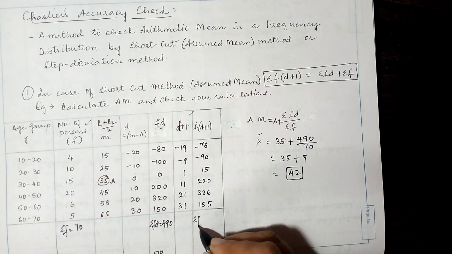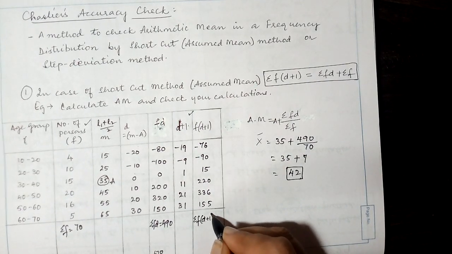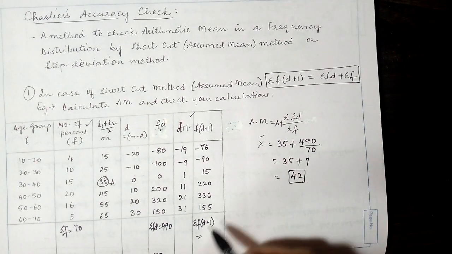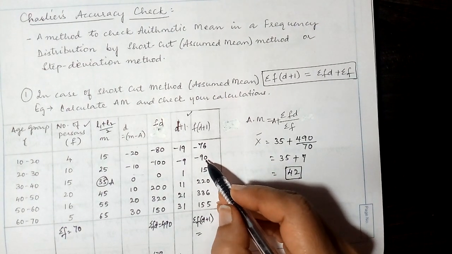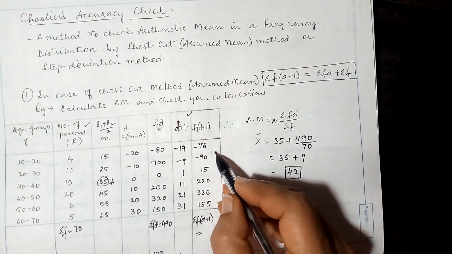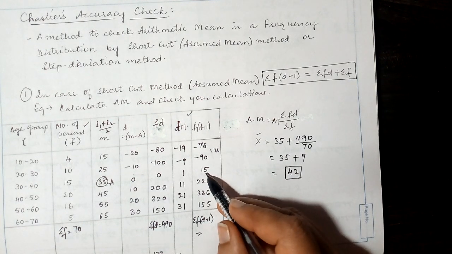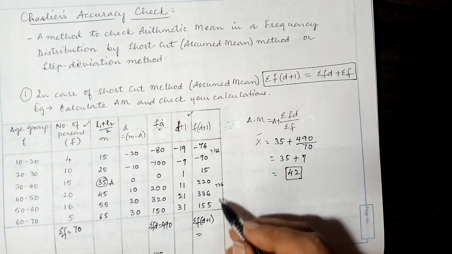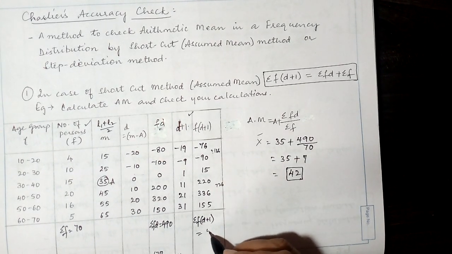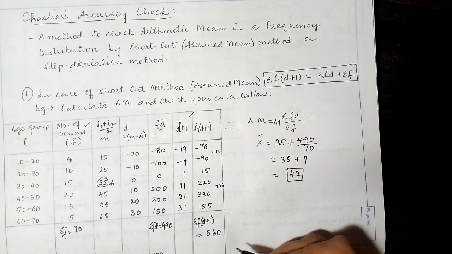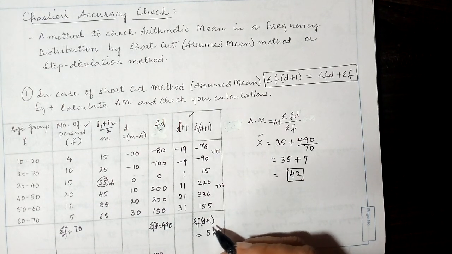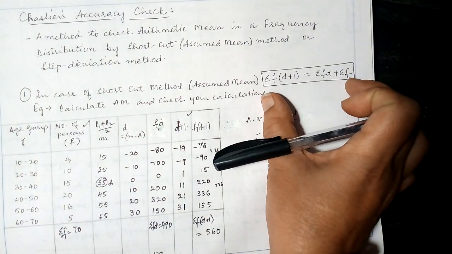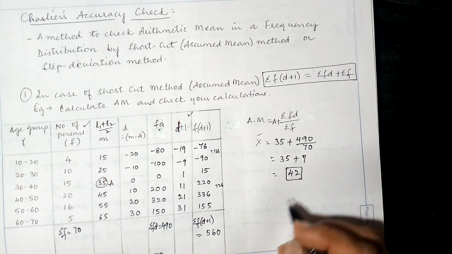So we have to find sigma f d plus 1, which will be equal to, let's add all of those. This comes to 166 minus 166, and when you add this you get 726. Subtract this and we will get 560. So that will be the sigma f d plus 1. Okay. Now we will substitute these values over here to find out whether our mean is correct or not.